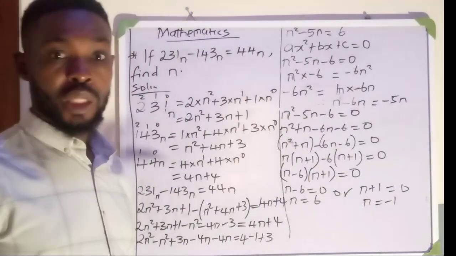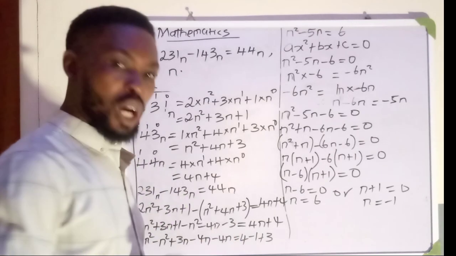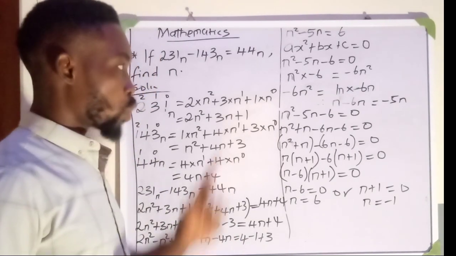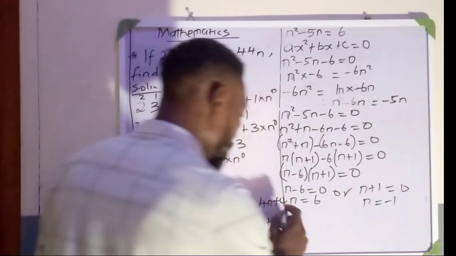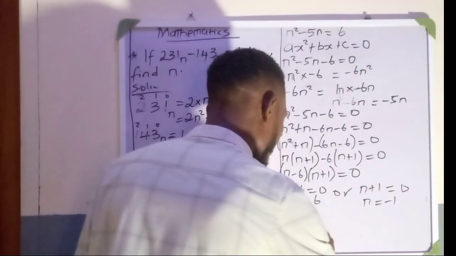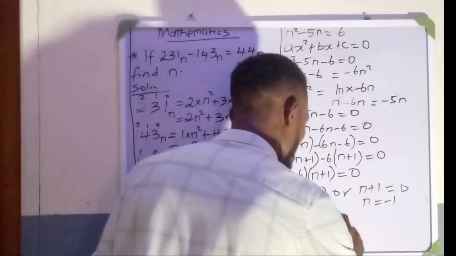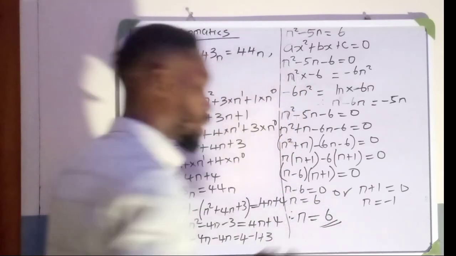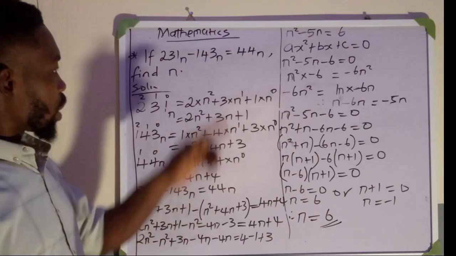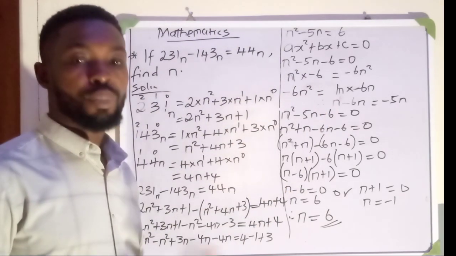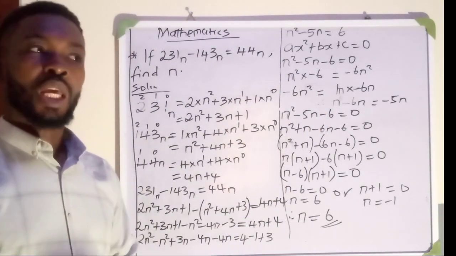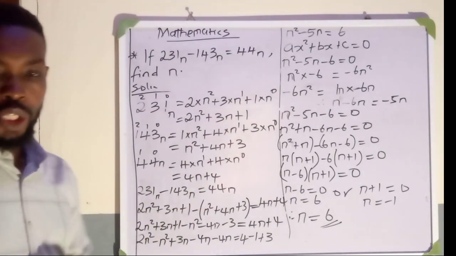Remember, we are dealing with number bases, and we don't have negative number bases. So the base of a number cannot be negative. So it means that n is equal to 6. This is our final answer. So the common n we are having here, all these numbers are in base 6. I want to believe you understood this very well.